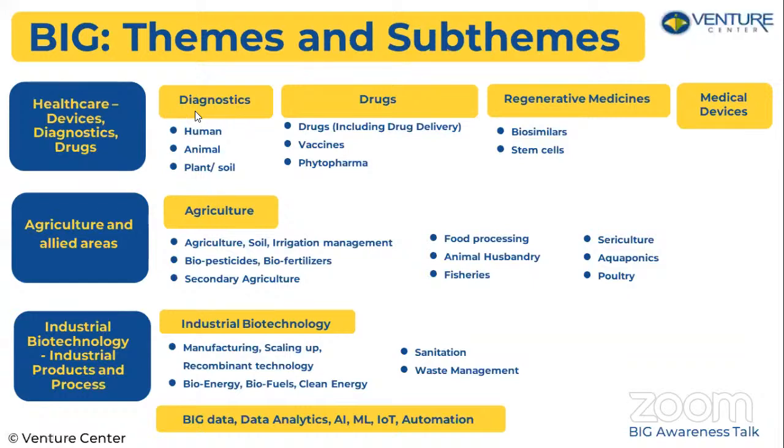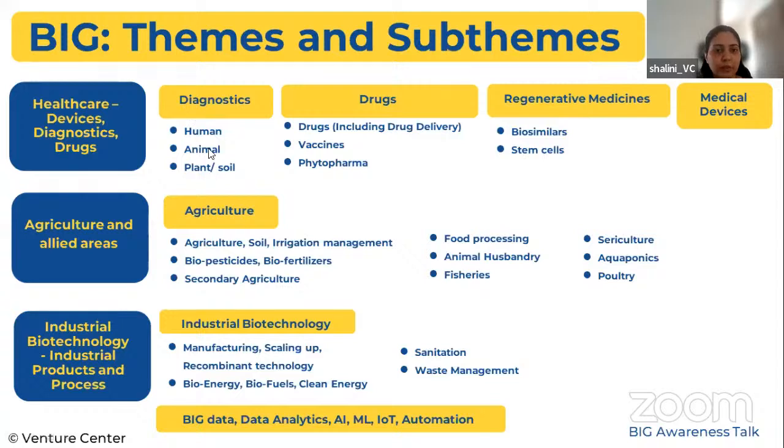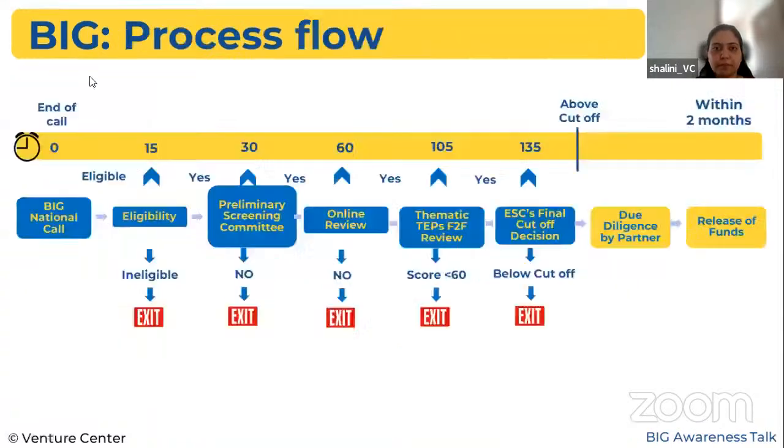So healthcare is further divided into diagnostics, which is further divided into sub-themes: humans, animal, plant; drugs, including cytopharma, vaccine; regenerative medicine, such as stem cells. Agriculture is further divided into secondary agriculture, fisheries, poultry, aquaponics, sericulture, and so on. Industrial biotechnology is divided into bioenergy, sanitization, waste management, in collaboration with machine learning, IoT, or automation. So if you have any idea which falls under this theme and you can choose any sub-theme, then you are eligible to apply under this scheme.